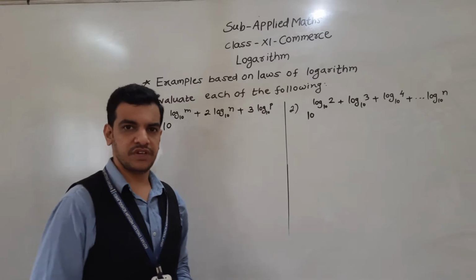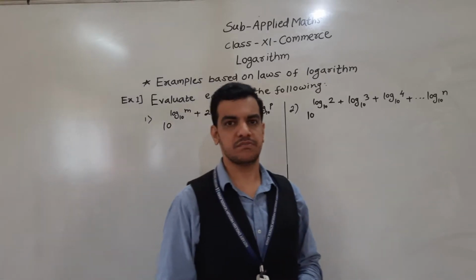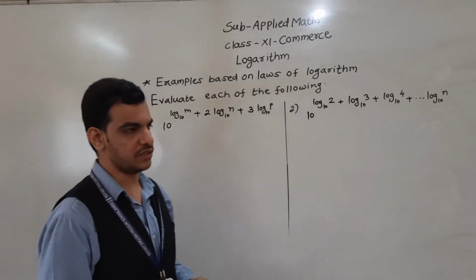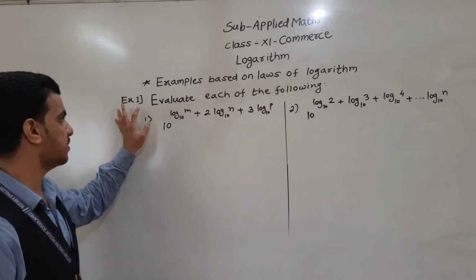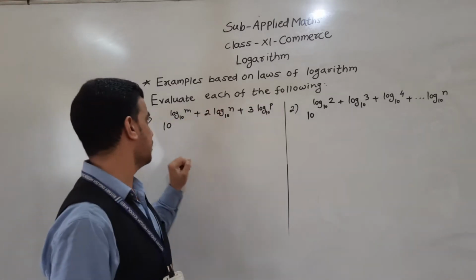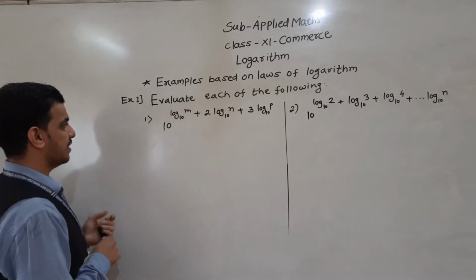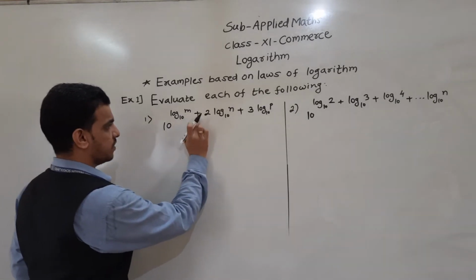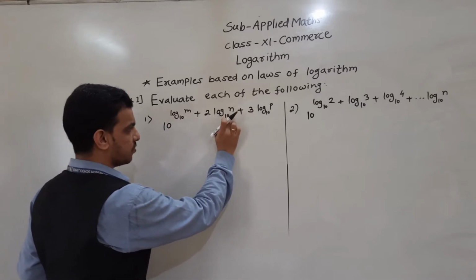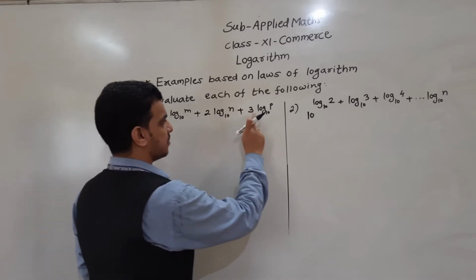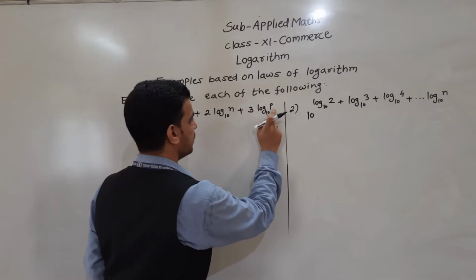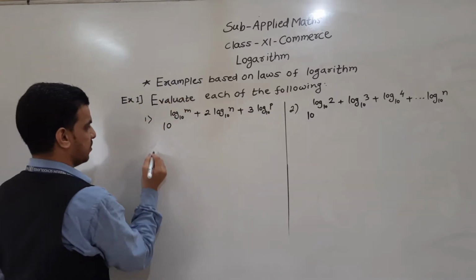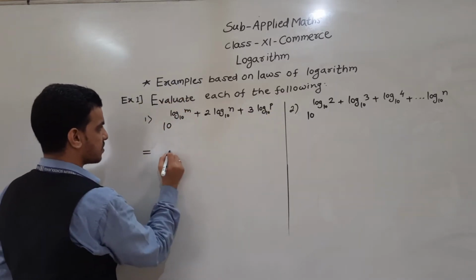Hello students, today we are going to take some more examples based on laws of logarithms. Okay, so first example is: evaluate each of the following. First question, that is 10 raised to log m to the base 10 plus 2 into log n to the base 10 plus 3 into log p to the base 10. Okay, so how do we simplify this?